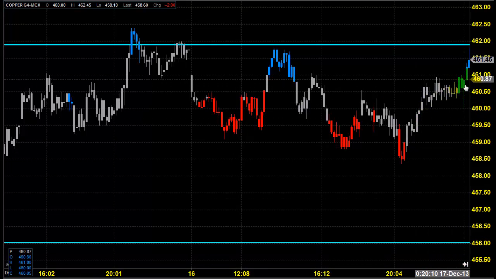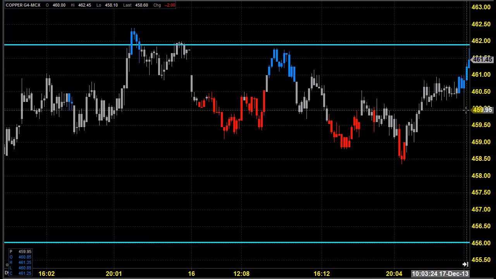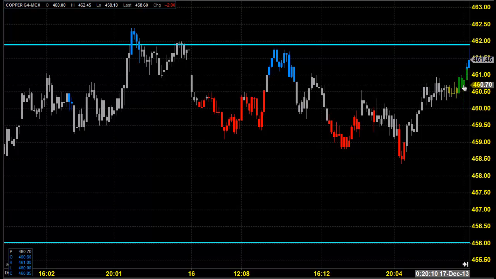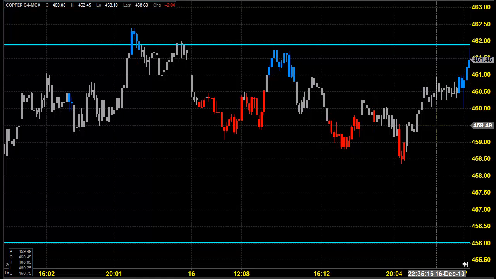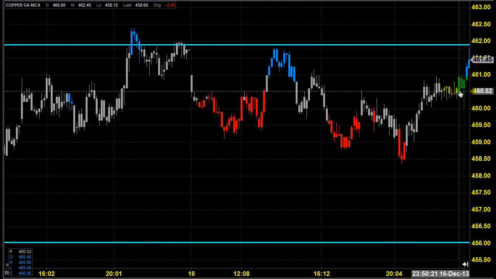Now we are seeing this blue color candlestick that indicates yesterday's price opening, which shows that the market opened somewhere near 460.6. What we expected yesterday was that copper has the potential to go for an uptrend, but the only criteria was the price should break and stay above 462.